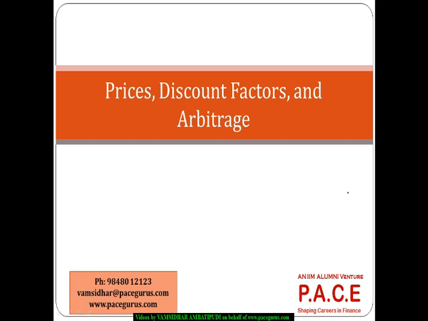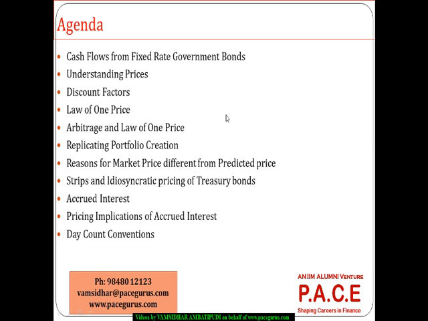Now, let's try to understand a little bit on this particular topic. For fixed income securities, looking at what the prices mean, what the discount factors mean, and what is the concept of arbitrage. Here we would be focusing more on a very brief introduction: for a fixed rate government bond, what are the typical cash flows that are there?